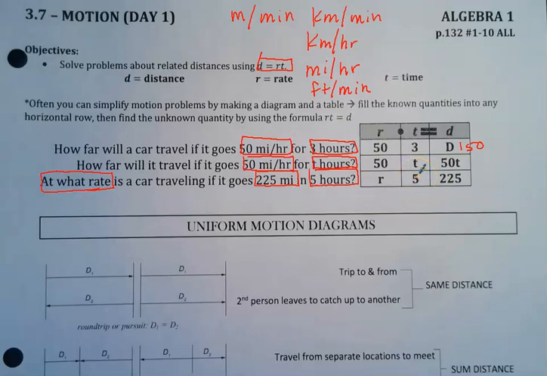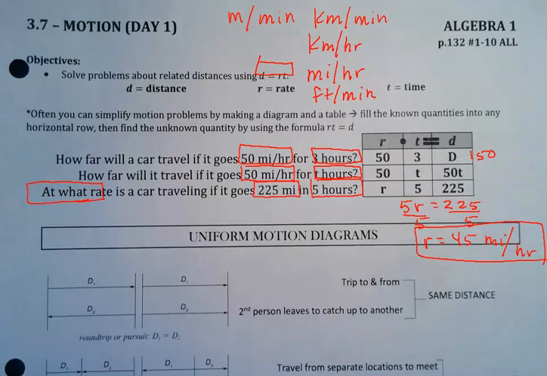If we wrote this into an equation, R times T, this would be 5R equals 225. I would divide both sides by 5. So my rate would be 45. 45 miles, because we went for miles, per hour, because we went for 5 hours. Good, so that would be our rate if we needed to solve it. Perfect. So you're just practicing putting the numbers in the chart. That was all that really was for us to get there.